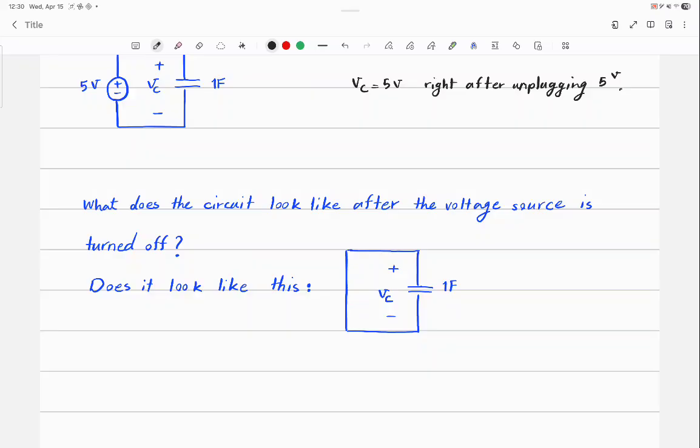Voltage can't abruptly change. Yeah, we established that fact. That voltage cannot change. So it should be 5. But at the same time, I've turned off my voltage source. I've unplugged it. It means that it's short circuit. So it should be 0. So which one is it? Is it 5 or 0?